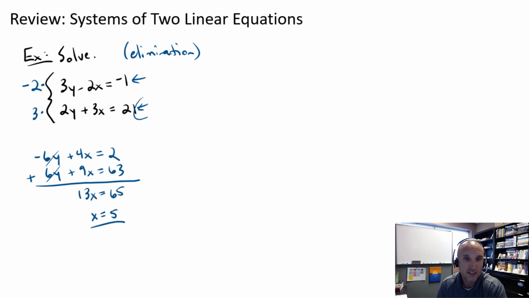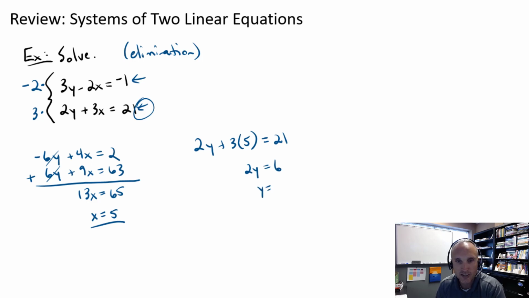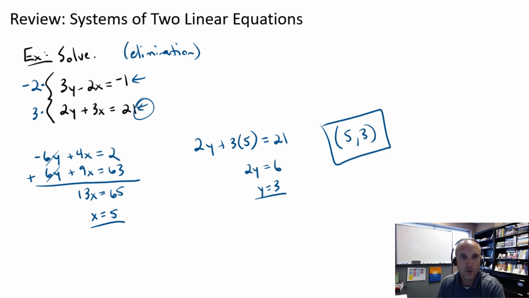So I'm going to plug it into the second row. So I've got 2 times y plus 3 times x, which is 5, equals 21. So 2y equals 6, which means that y equals 3. So our solution is the ordered pair 5, 3, which is the point where these 2 lines intersect.